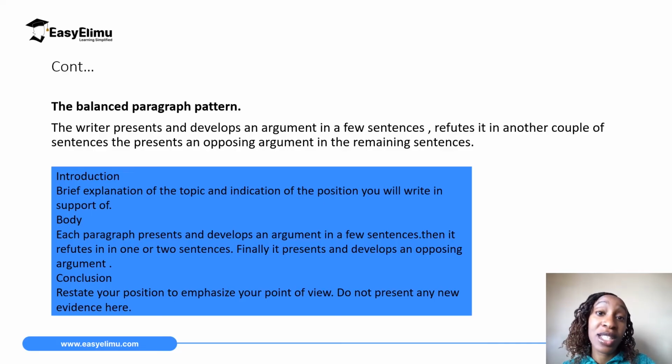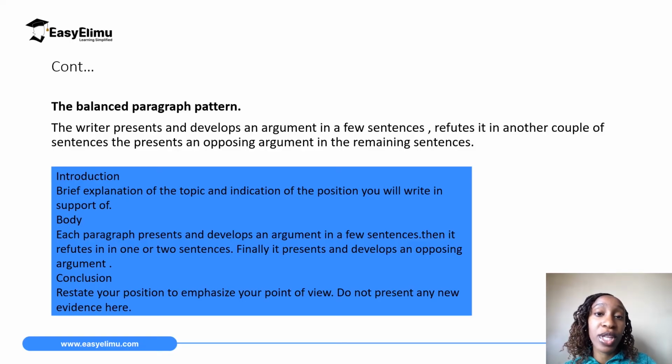You present that point and then you refute it. To refute is to say why you don't agree with it. Maybe you're in support of day schools, right? So you start with the one for boarding schools. You say why you disagree with it, and then now give your point for day school.